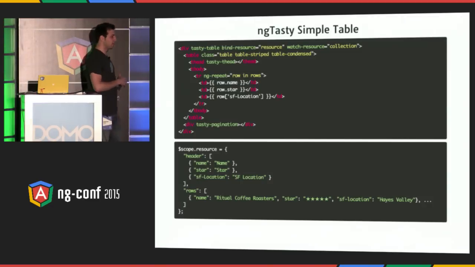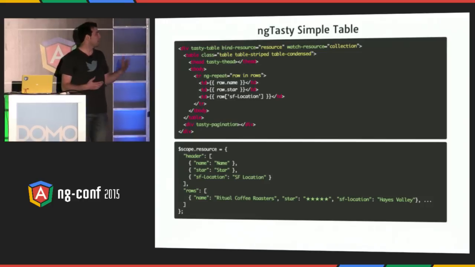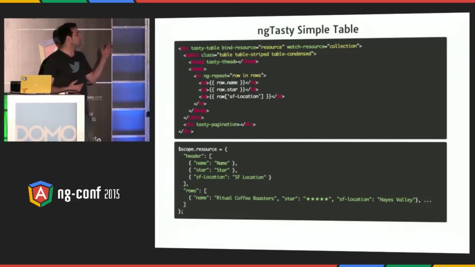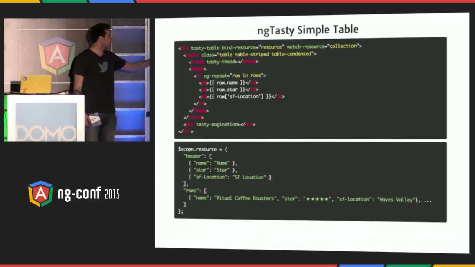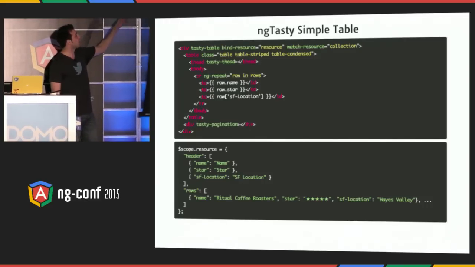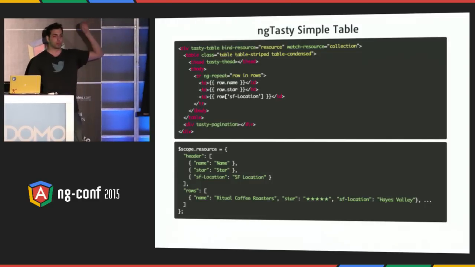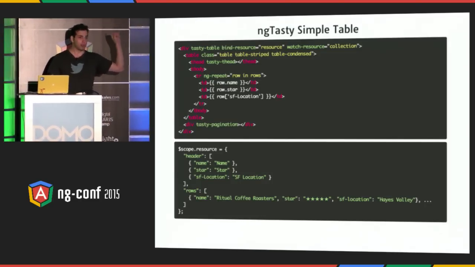In ngTasty, one of the most expensive directives is the table directive. And here there is an implementation of a sorting and pagination table where I have my resource with the header and the rows. I'm passing them inside the table directive. And one thing that I want you to focus on is at the top. It's called watch resource collection.